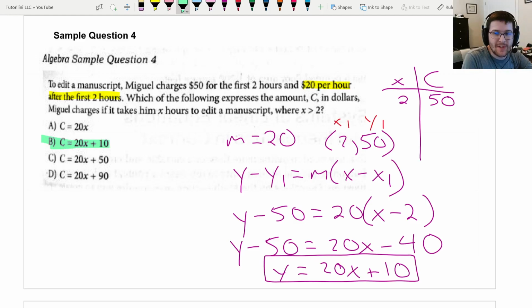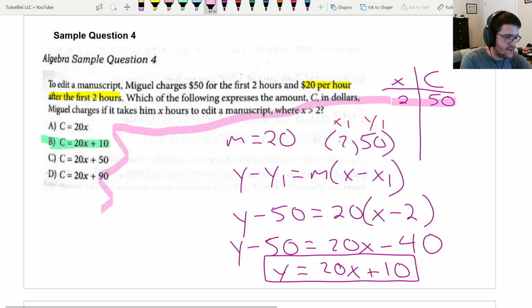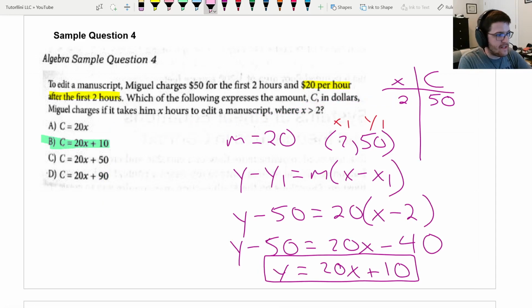There's definitely ways to do this on Desmos, but you see, it wouldn't have saved that much time. And regardless, probably the fastest way to do this one, they all have a slope of 20, right? So probably the fastest way is to start guessing and checking and plugging in (2, 50) into all these and see if it gives you a true statement. If you plug in 2 into A, you get 40, not 50. But if you plug in 2 into B, you get 50. And if you plug 2 into the other ones, you don't get 50. So that would have been a really quick way to do it, is to just guess and check.